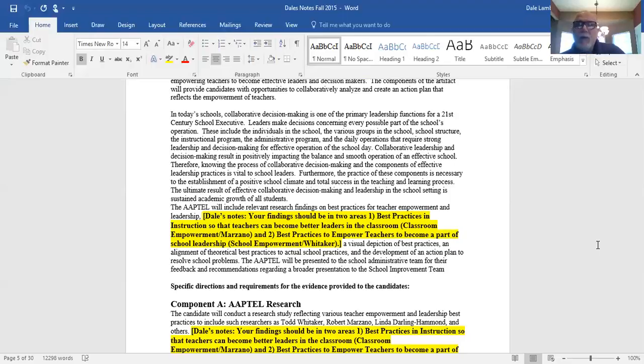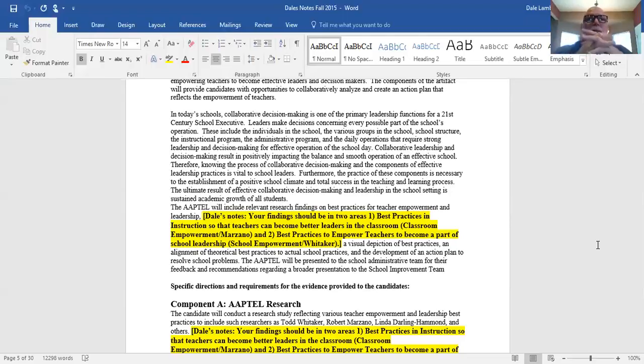Now, that's the only level that we're really concerned with in the AAPTEL of getting our teachers to, teaching other teachers. The next 4 levels beyond that are being involved in school leadership as a teacher: being involved in the development of the school improvement plan, being involved with curriculum, being involved with resources, and then the holy grail, the 5th and highest level, is being involved in personnel selection. So for our purposes, when we're asked to do our research in A, we need to make sure that we read Robert Marzano for classroom empowerment, and we need to read Todd Whitaker for school-wide empowerment.